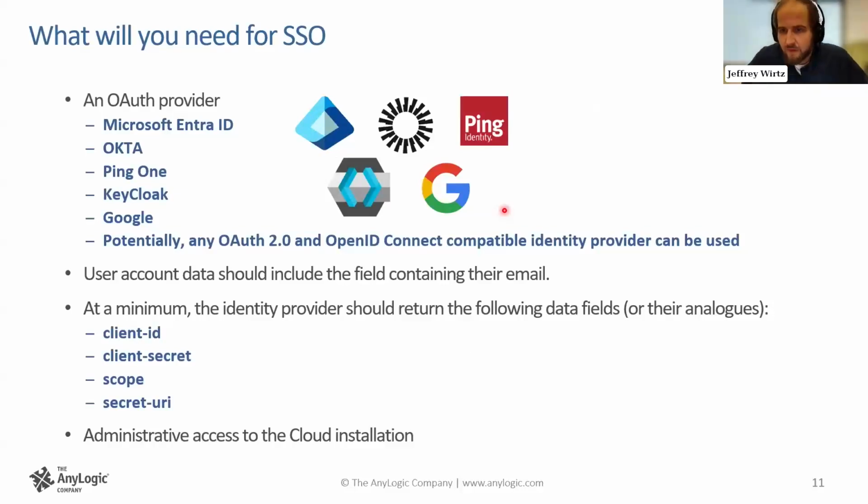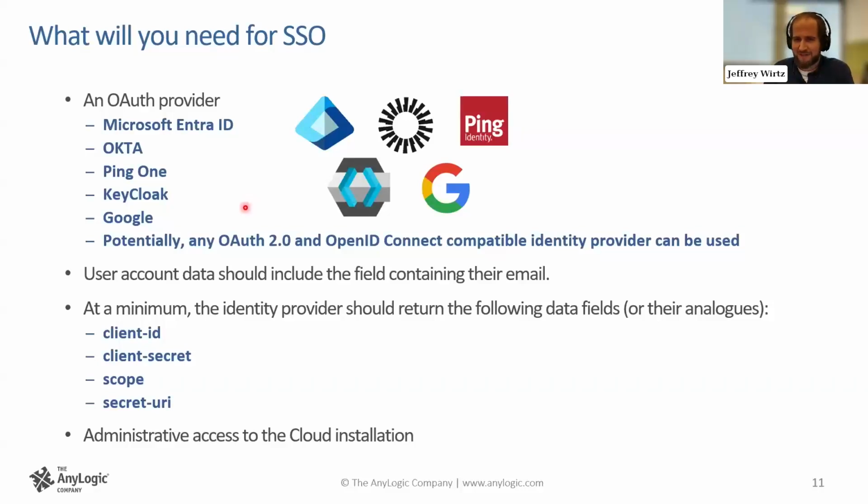So for implementing the SSO, which is what we're going to demonstrate today on the private cloud itself, we'll be going step by step through integrating one of these options. But some of the requirements before you get started with the SSO: first, you're going to need an OAuth provider, whether it be one of the bigger ones, such as Microsoft Entra ID, Okta, Ping One, Keycloak, or Google, which is the one we'll be demonstrating and using today. But if you don't see yours on the list, almost any OAuth 2.0 or OpenID Connect compatible identity provider will most likely be compatible with the private cloud.